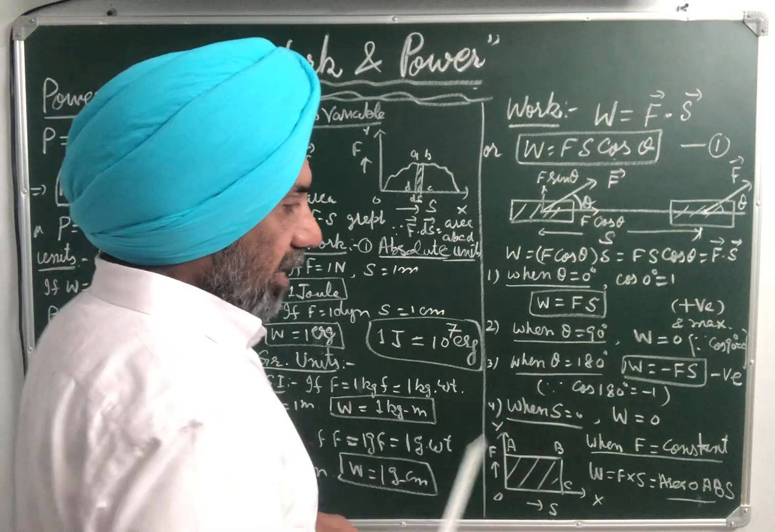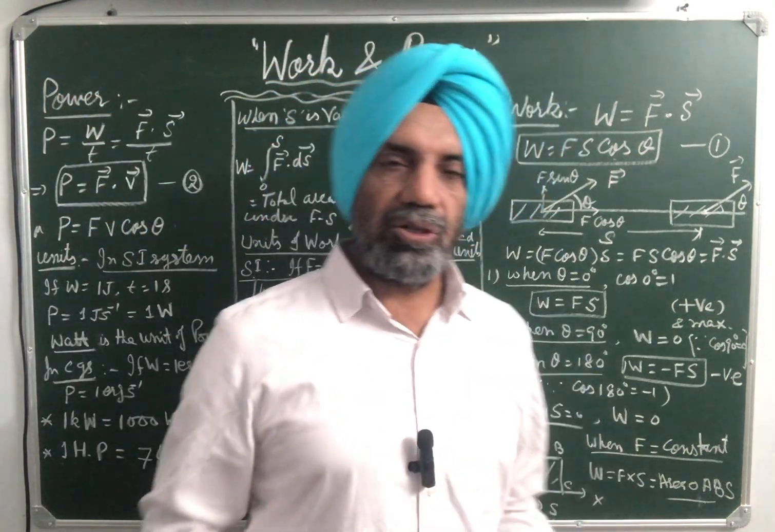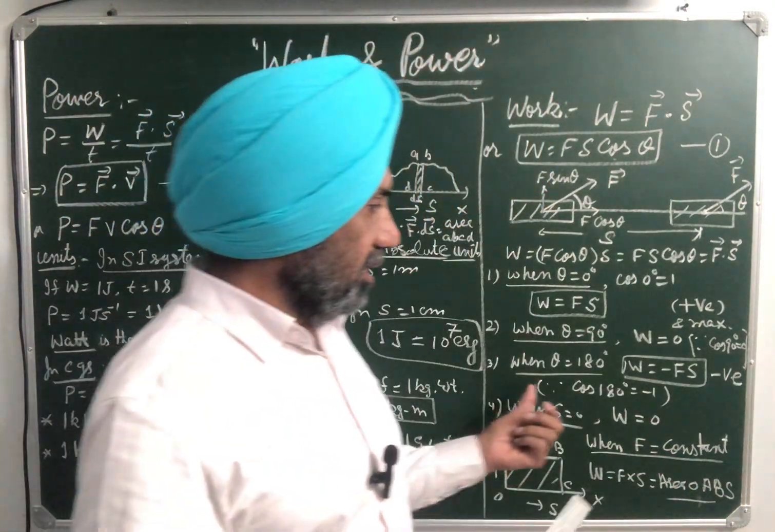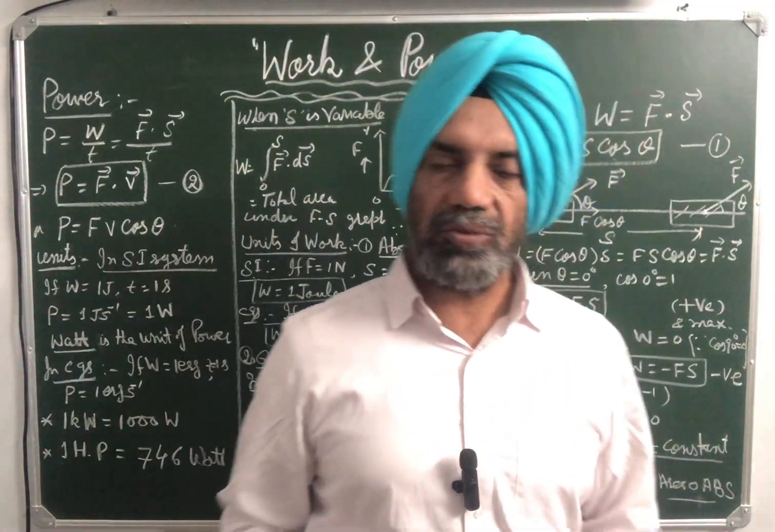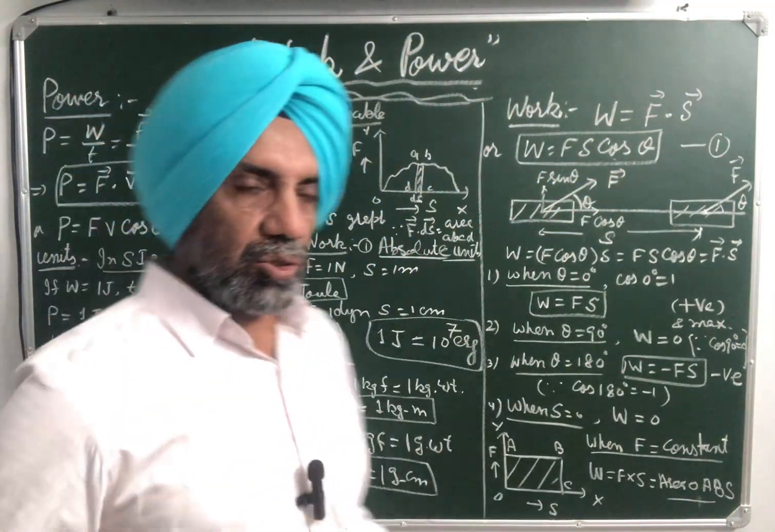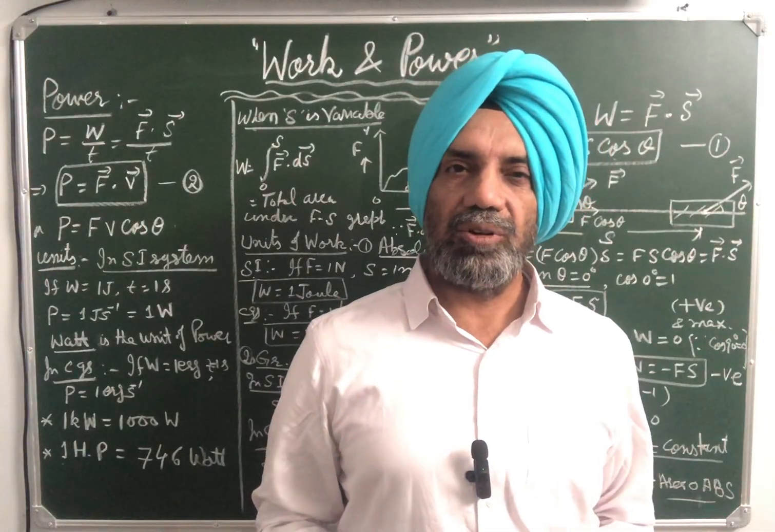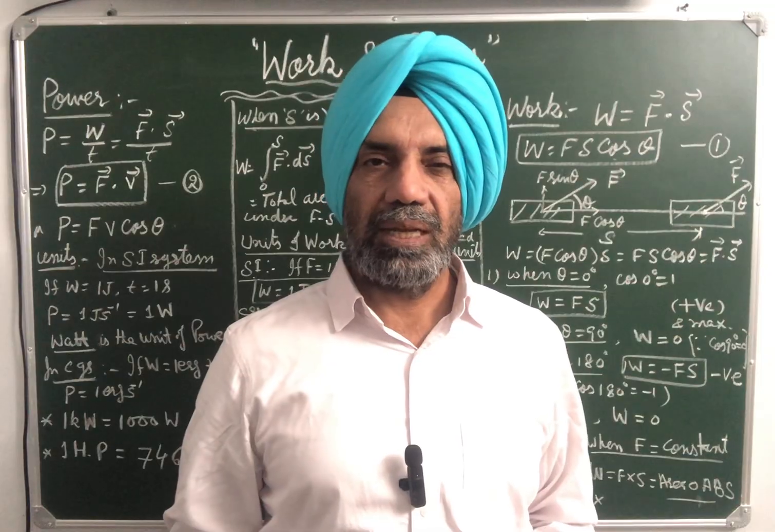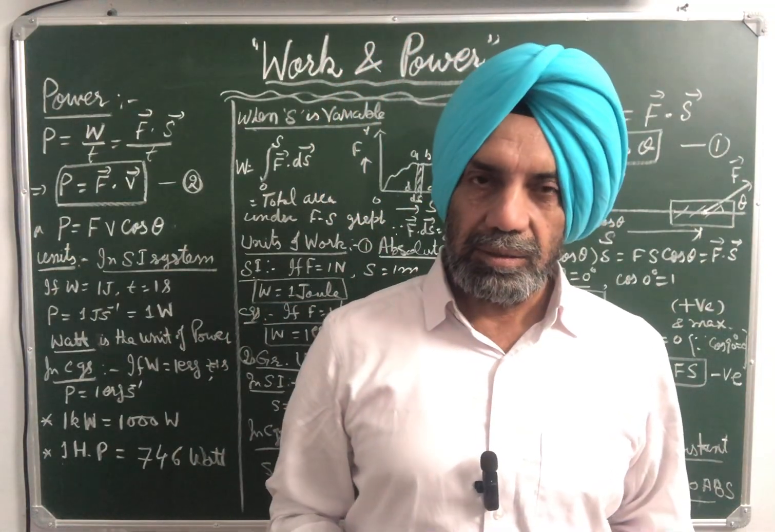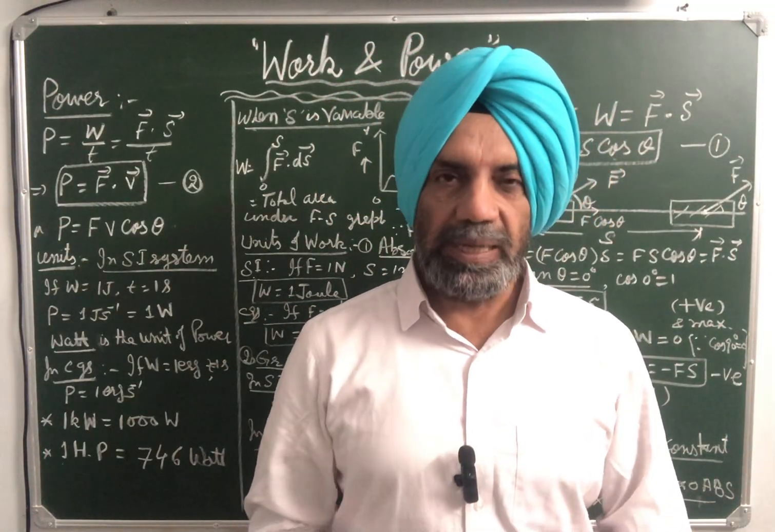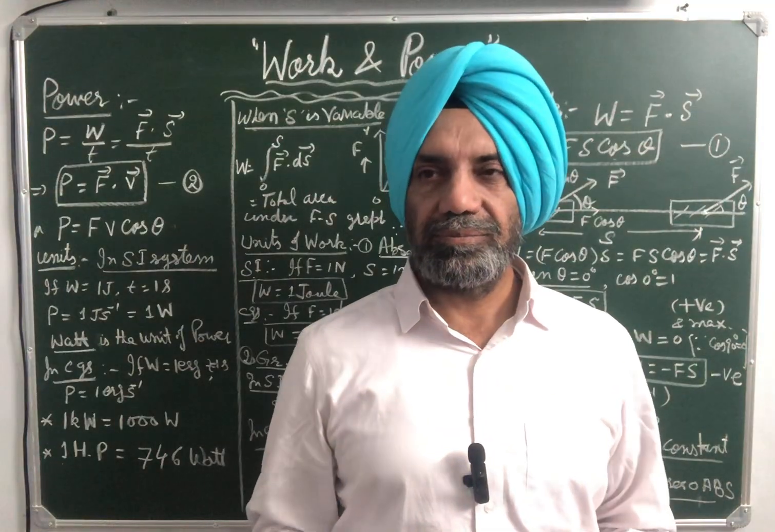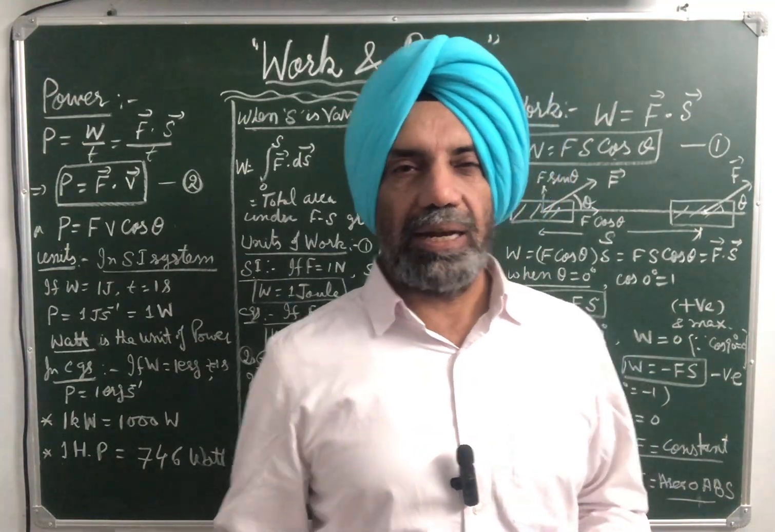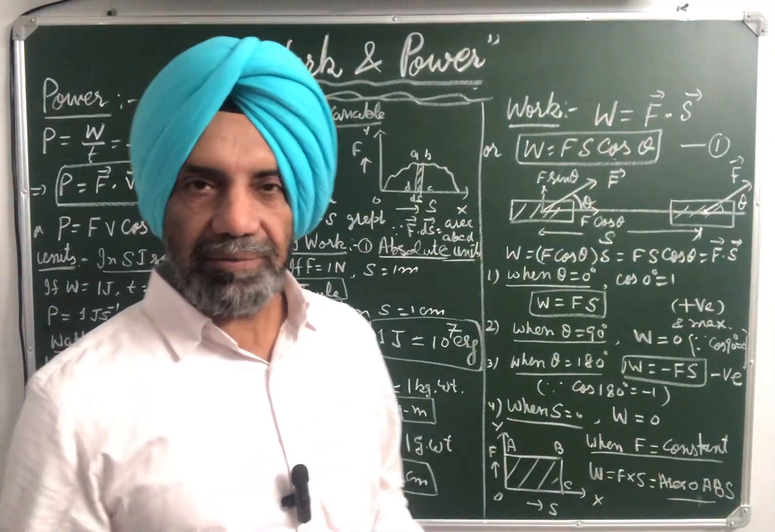So when theta is equal to 180 degree, W is equal to minus Fs. So work done is said to be negative because cos 180 is minus 1. So work done by friction is always negative because friction is always opposite to the displacement. Work done when a body is being lifted against gravity: work done by gravity when the body is being lifted up is negative.